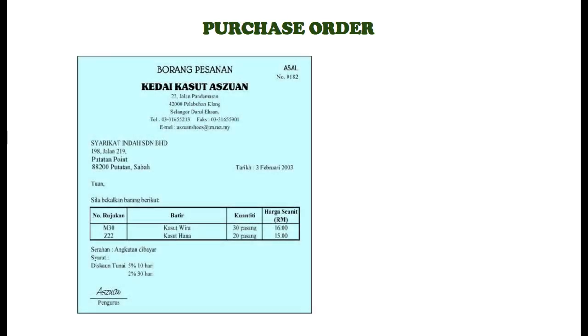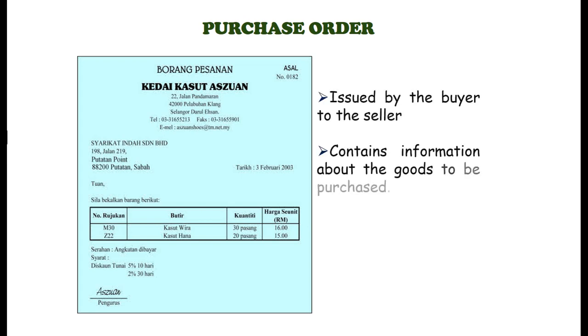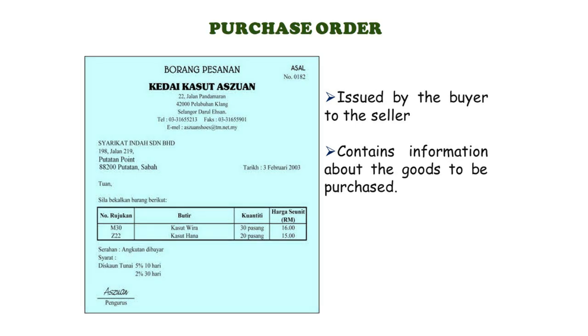Now, let's look at purchase order. A purchase order is issued by the buyer to the seller. It contains information about the goods to be purchased. It is used to order goods or services officially. Please note that the business should not record any transaction based on a purchase order. This is because the purchase of goods or services has not taken place.